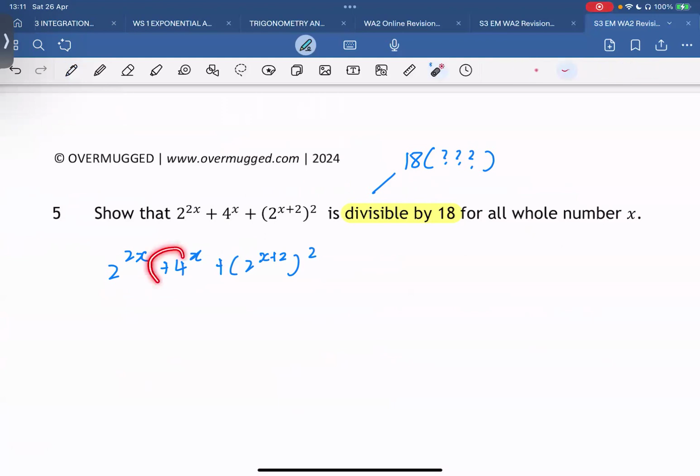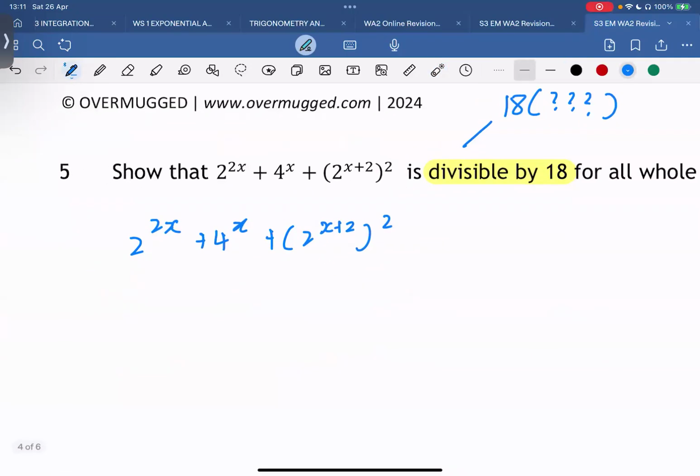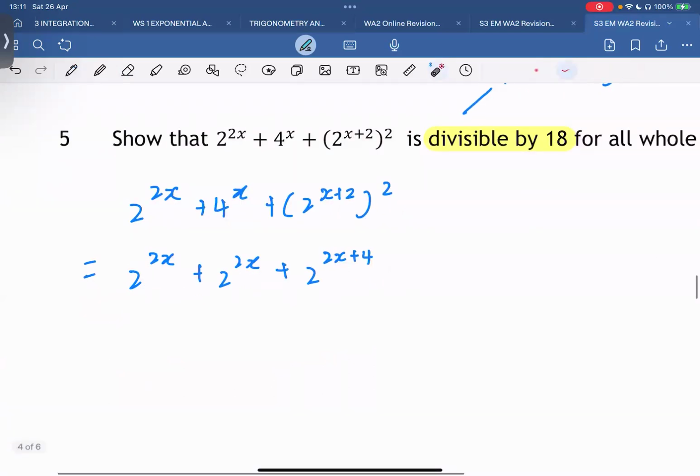Okay, so remember, whenever there is a plus or minus sign, we cannot apply any indices law. We can only factorize. So figure out what's the common term. Right over here, this 4 to the power of x, I can rewrite this as 2 to the power of 2x. Then this one, I will distribute the 2 in. So this will be 2 to the power of 2x plus 4. Now looking at these three terms, the common term will therefore be 2 to the power of 2x, because every single term has 2 to the power of 2x.